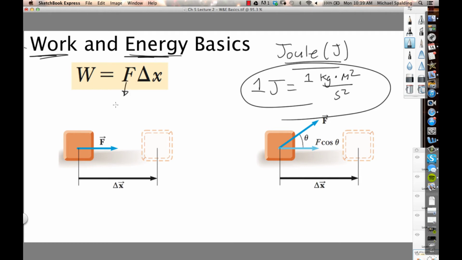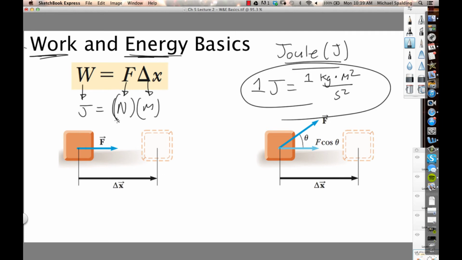So what is force from last chapter? Newton. And remember, a Newton is actually a bigger unit. Okay, what do we measure displacement in? Meter. So work is going to be joules. So you could say that a joule is a Newton times a meter. Sometimes a joule is called that, Newton meter.